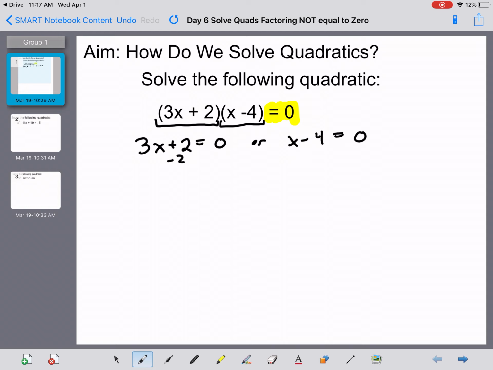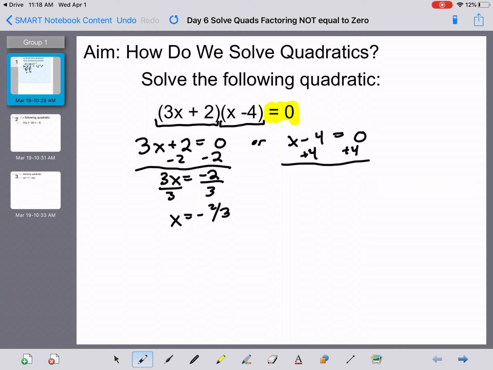Now I just solve each one separately. Subtract 2 from each side. 3x equals negative 2. Divide both sides by 3, and I have x equals negative 2/3. For my other equation, I can add 4 to both sides, and I have x equals 4. So these would be my two solutions, x equals negative 2/3 or x equals 4.